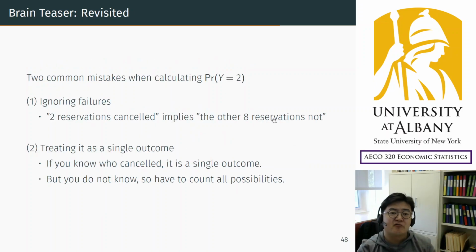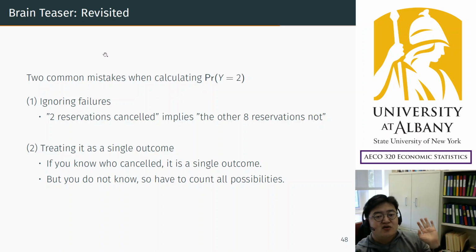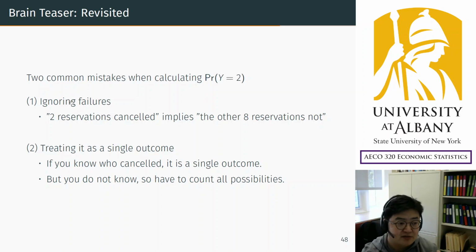So, simply summarizing, the reason why this is more complicated than you think, or what you missed when you imagined the answer, is first the typical common mistake, what you don't think about in your mind: the failure. When I ask you to calculate the probability of 2 cancellations, you have to think about the other 8 reservations that are not canceled. That part is usually ignored in your mind. So it looks simple, but actually it is not.